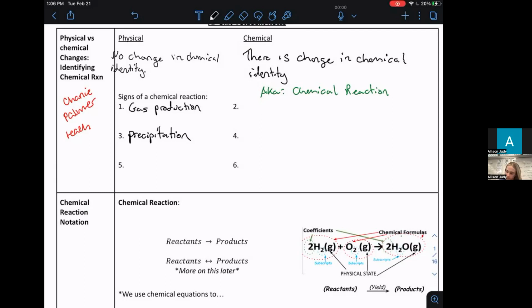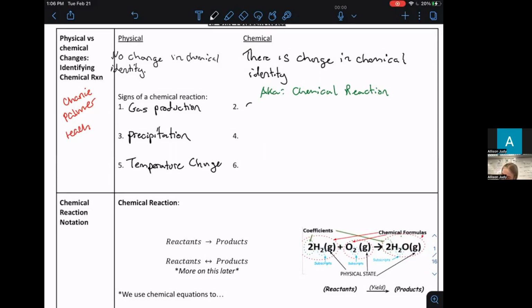Another sign, I just realized I'm going down 1, 3, 5, 2, 4, 6, but it's fine. Another sign is temperature change. Some chemical reactions will produce heat, others will consume heat. And so you'll witness the temperature of your substance changing. Temperature change, not just temperature.